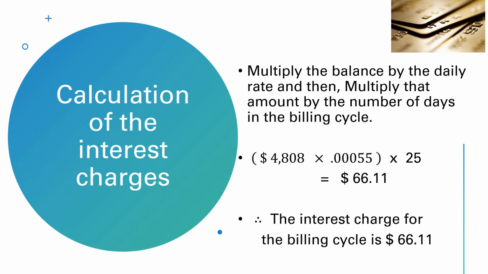Now finally, we have to calculate the interest charge. To find the interest charge, multiply the daily balance by the daily rate and then multiply by the number of days, PRT. So the principal amount will be the amount per day, the daily average, the rate will be the daily interest, and the time is 25 days. So 4,808 multiplied by the daily rate multiplied by the total number of days in the billing cycle gives us $66.11. So the interest charge for the billing cycle will be $66.11.